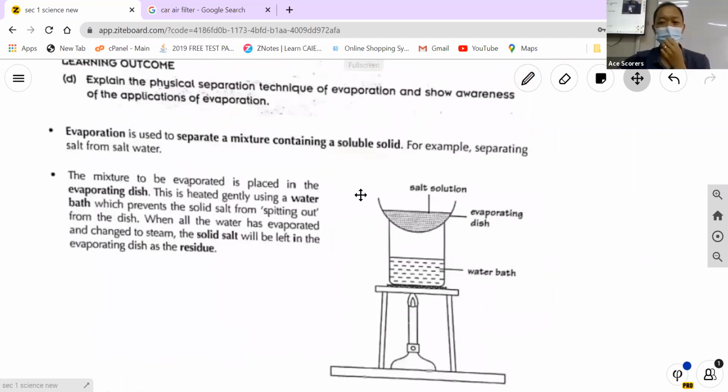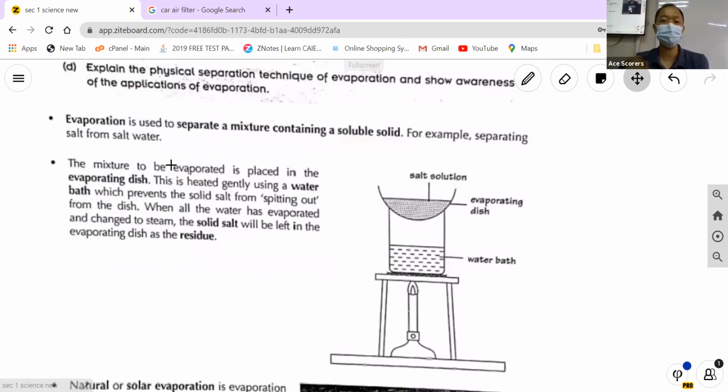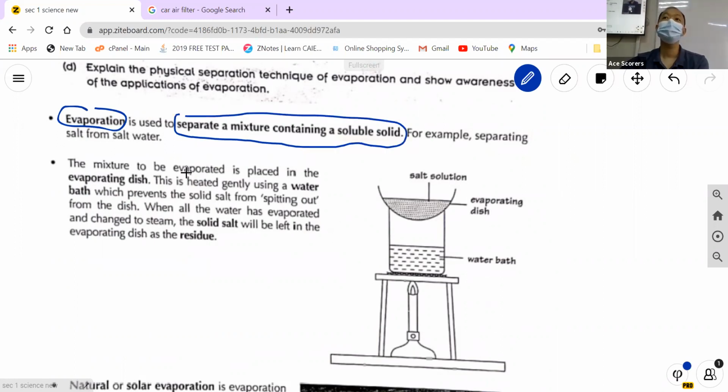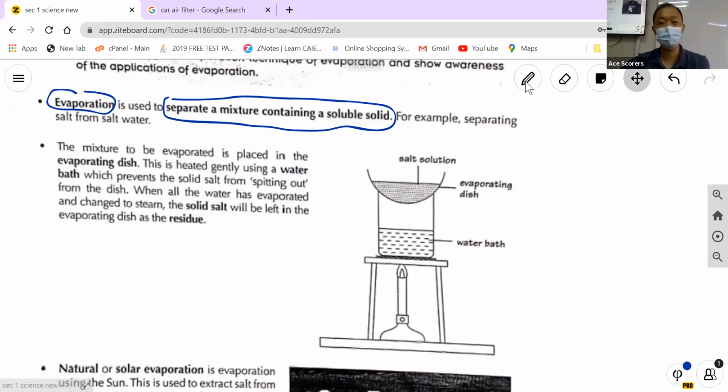Okay, it's pretty easy. Okay, next, evaporation. What is it used to separate? You see evaporation. Mixture containing a soluble solid. So this is different from just now. Just now is insoluble solid. But here, evaporation is used to separate a soluble solid. In the long run, yes, if you soak yourself in water for 10,000 years, it will dissolve. So this is heated gently using a water bath, like that. So basically the salt solution, water will evaporate and then you'll be left with the salt.